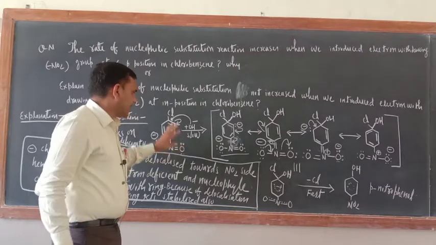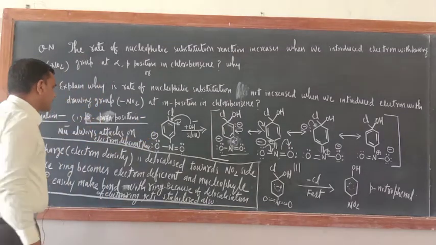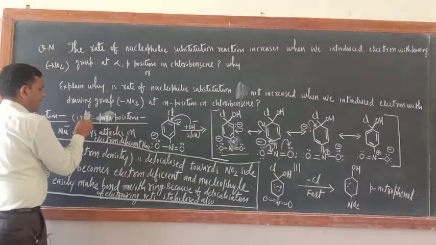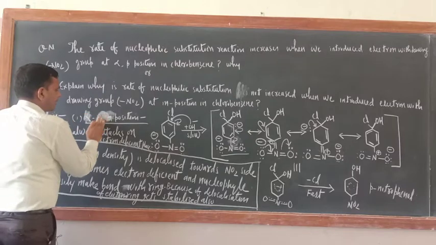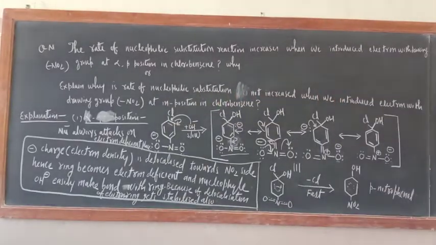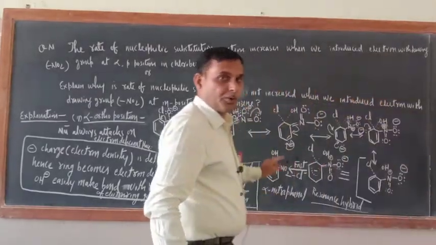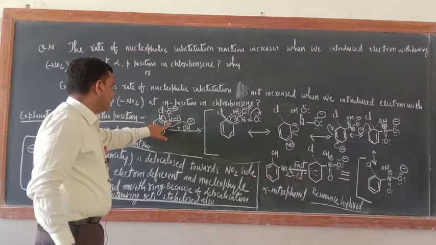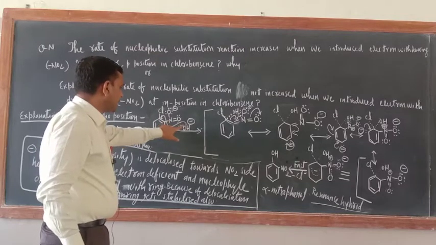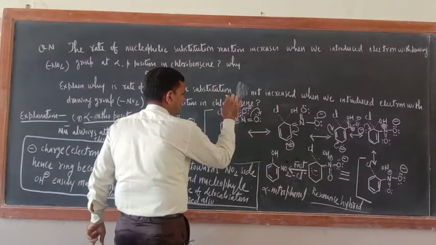Remember this one. Okay, so let me make the resonating structure at ortho position. So here you will write ortho, and let me wipe out this one. The same thing has happened in case of ortho position when NO2 group is introduced. Just see, NO2 group is present at ortho position. Here the nucleophile is attacking. So just see, this is a dotted line, OH makes a bond here.